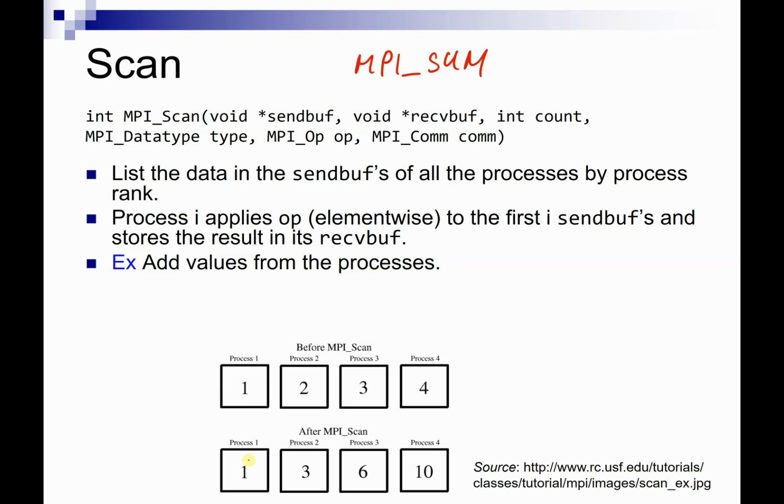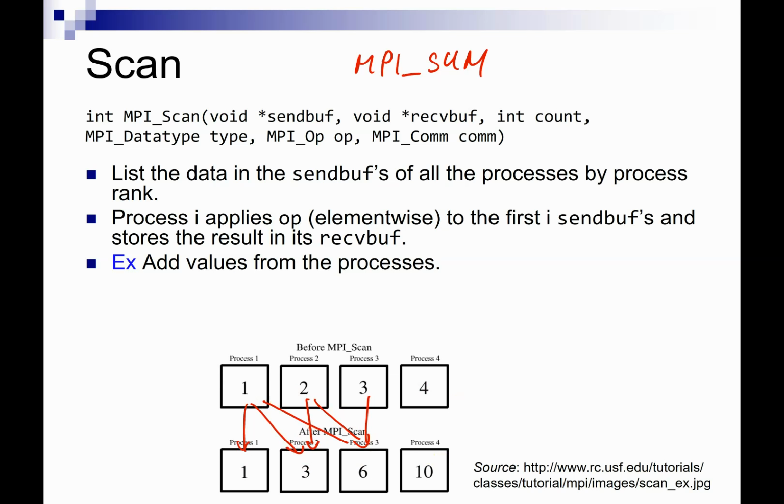Okay, so for example, this process over here, if you're doing MPI sum, then he's going to get the sum of the first value, which is just 1. The second process is actually going to get the sum of the first 2 values. So 1 plus 2 is 3. The third process gets the sum of the first 3 values, so that's 6. And then the fourth process sums all of these values, so he gets a 10. So this operation is called scan.